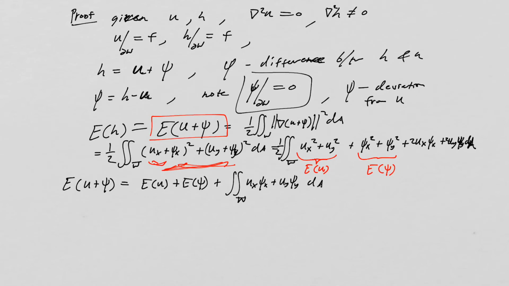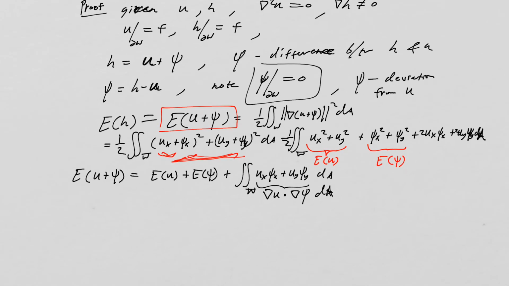Okay, so now we're getting there. If you look at this, it looks like a dot product of two gradients, like that. All right, so we should be able to work this out and figure out what this whole thing is. Let's notice that this is what we're going to identify as Green's first identity.